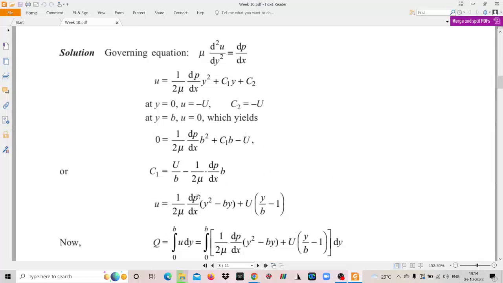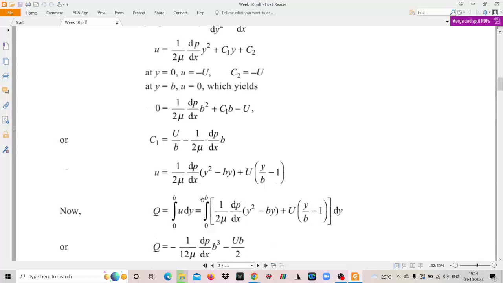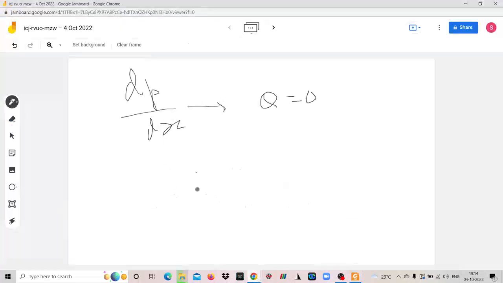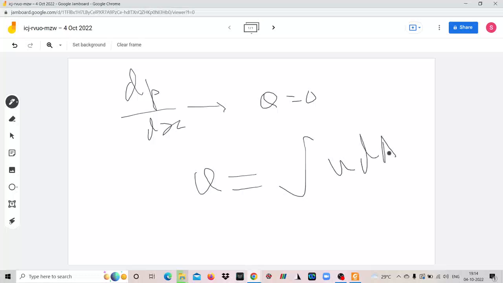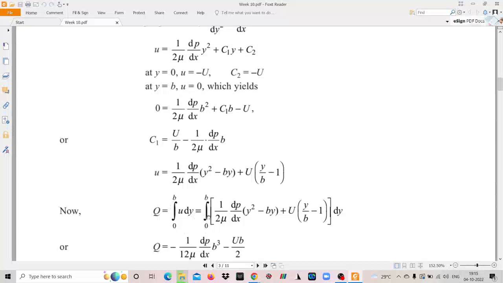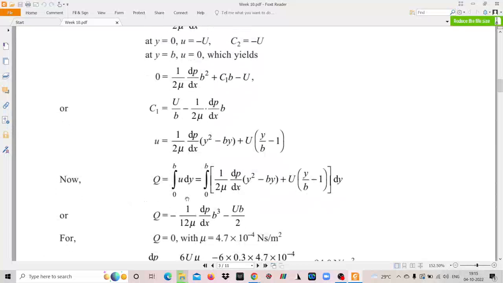Once you have an expression for u, next you need to determine q. What is q? Q is the integration of u dA. This will be an area integral, but if the width is fixed, and here we have taken it as 1 meter, it is the integration over the length, that is, u w dy. Now the value of w is 1 we have considered. So integration from 0 to b of u dy. After that you find an expression for q.